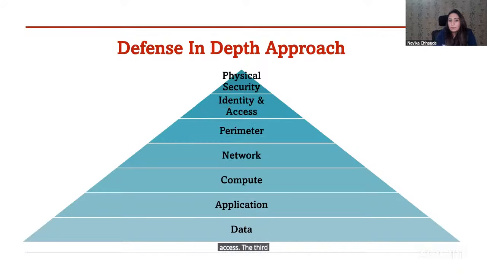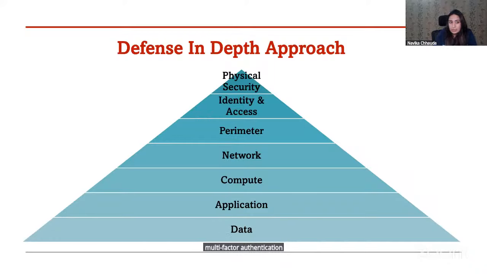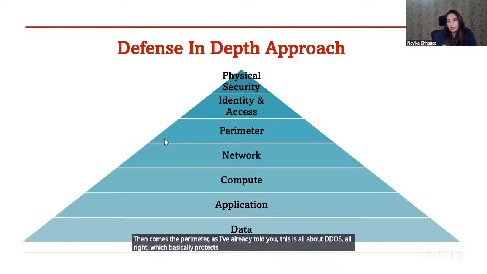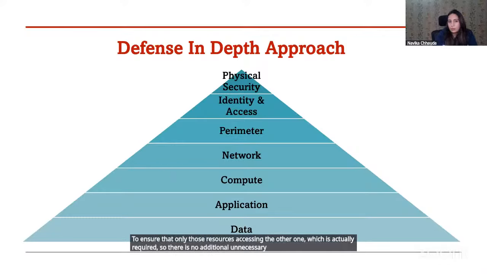And the third one is perimeter. Here is where your SSO comes in. Here is your multi-factor authentication, MFA, which we have just discussed. Then comes the perimeter, as I've already told you. This is all about DDoS, which protects against network-based attacks on any of your resources. Then you have network. Network limits your network connectivity across the resources to ensure that only those resources access the other one which is actually required. So there is no additional unnecessary access provision, no extra communication between the two resources.